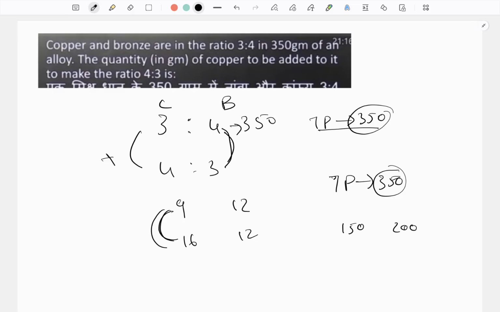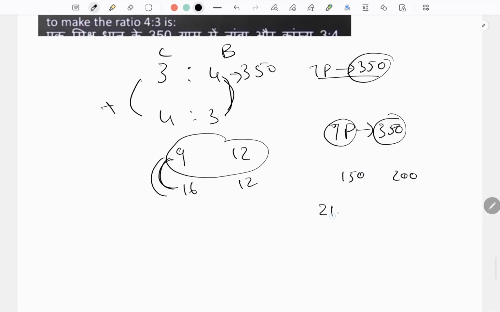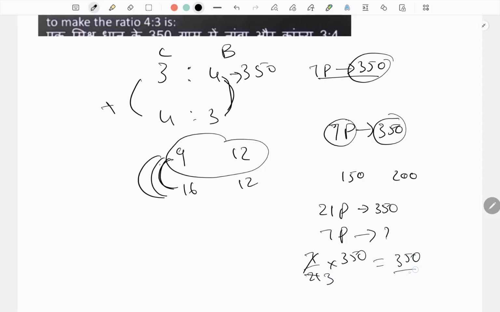The mistake we committed was, see, 7 parts it is initially, but how many parts it is now? 21 parts. But 21 parts is 350. Please don't make the same mistake, okay? Then 7 parts will be how much? Here to here increased 7 parts. So 7 by 21 into 350. So 350 by 3 parts we need to increase. Hope you understood.